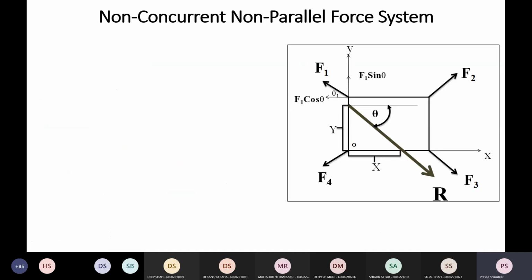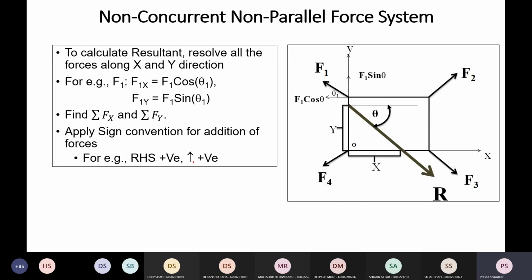Okay, now let's see how to calculate the resultant of a non-concurrent, non-parallel force system. To calculate the resultant, again you have to resolve all the forces along x and y direction. For example, if there is a force F1 and it makes an angle θ1 with the horizontal, then the x component will be F1 cos θ1 and the y component will be F1 sin θ1. In that way, all the angles will be given, and you have to resolve all the forces in x and y direction.